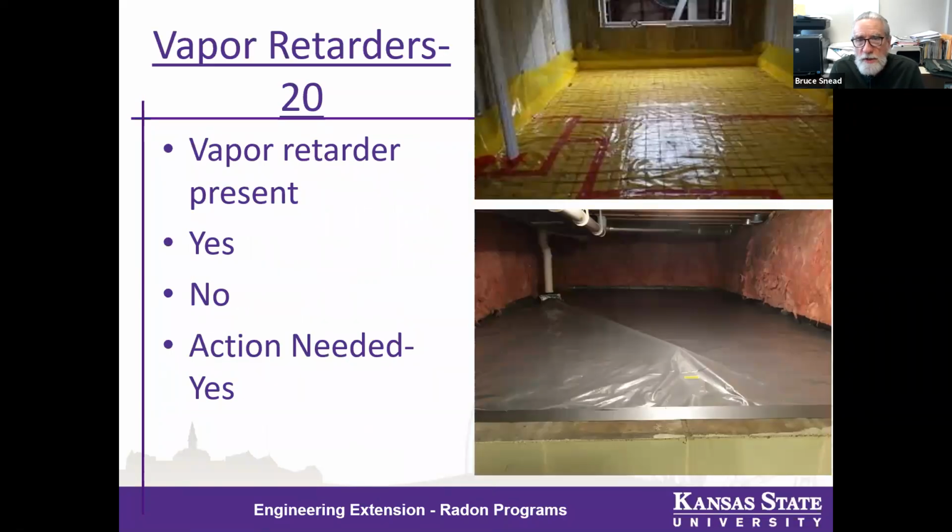We move now to vapor retarders in crawl spaces. Is there a vapor retarder present? Yes or no? And is action needed? You see two pictures here of vapor retarders being laid in either new construction or an existing crawl space. You can see the membrane with perforated pipe running down through the center of the membrane to provide pressure field extension for the fan's vacuum effects.